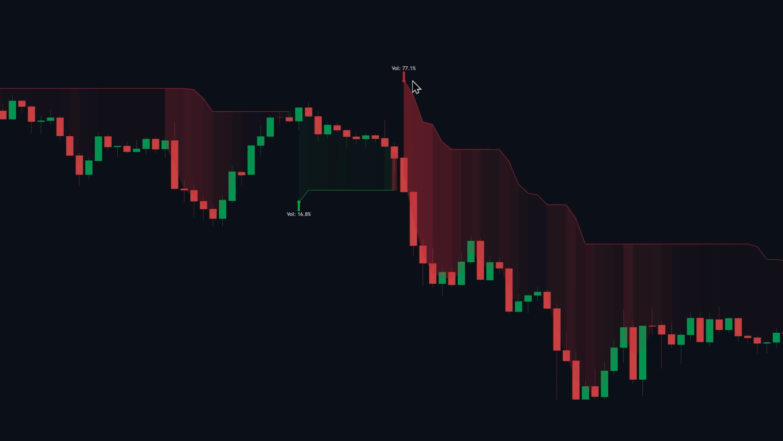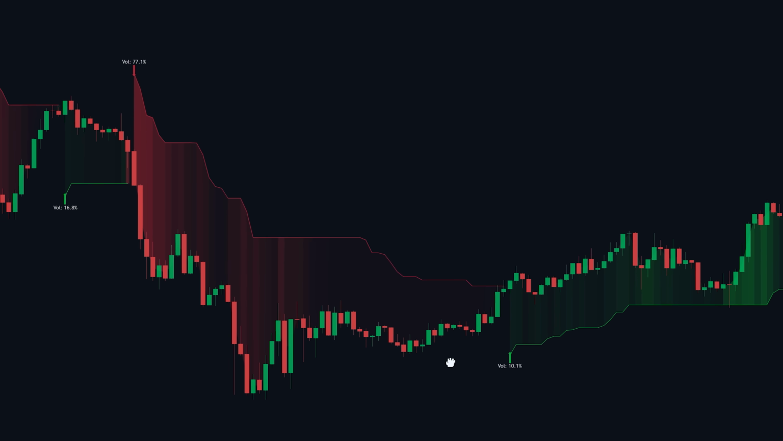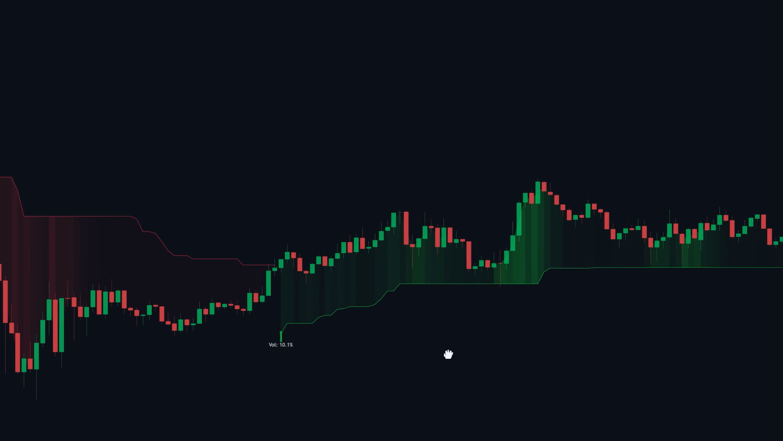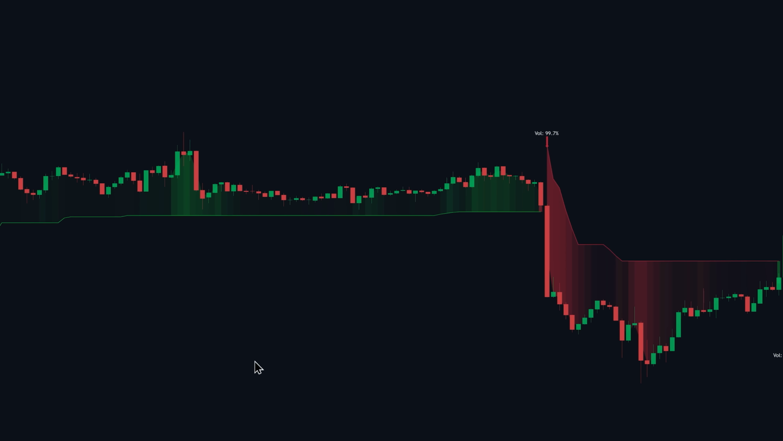This is not financial advice. Everything here is for education only. Test this indicator on your own charts, build a full plan around your own risk tolerance, and always double-check your idea before taking any trade.